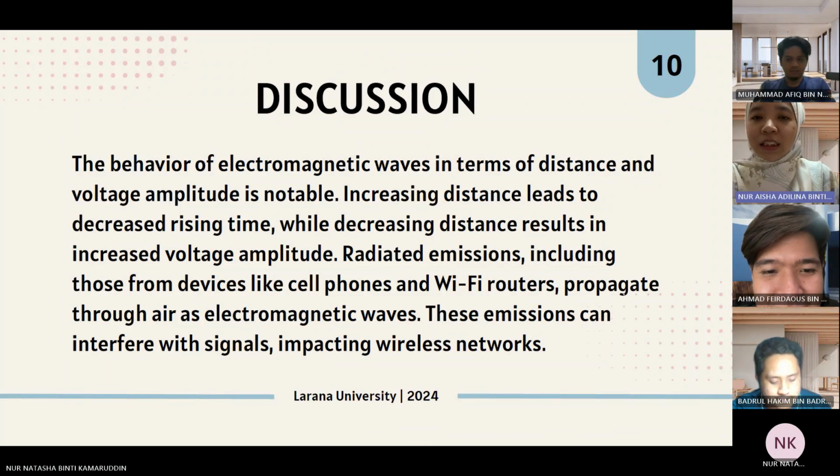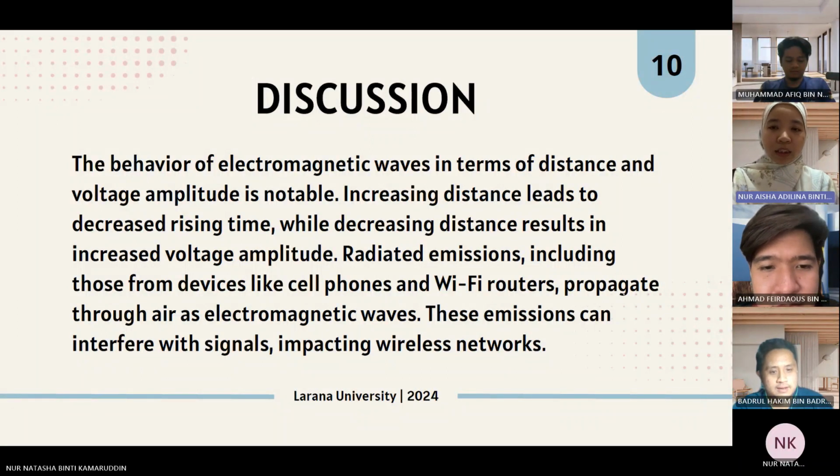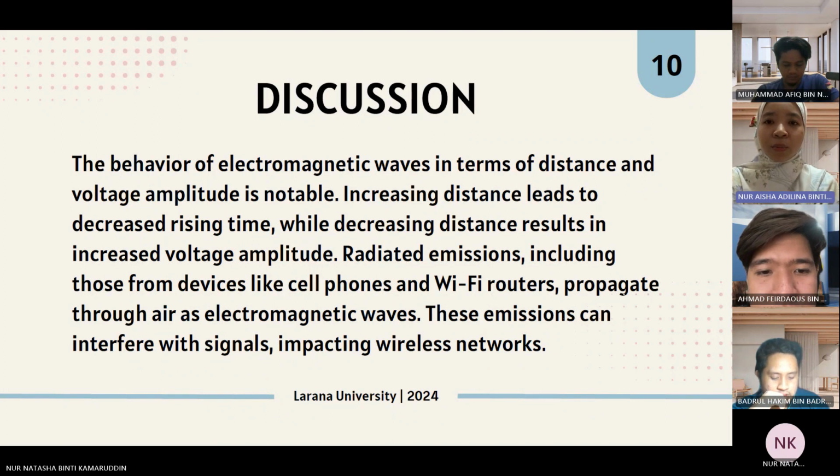Okay, so for discussion, the behavior of electromagnetic waves in terms of distance and voltage amplitude is notable. Increasing distance leads to decreased rising time, while decreasing distance results in increased voltage amplitude. Radiated emissions, including those from devices like cell phones and Wi-Fi routers, propagate through air as electromagnetic waves. These emissions can interfere with signals, impacting wireless networks.